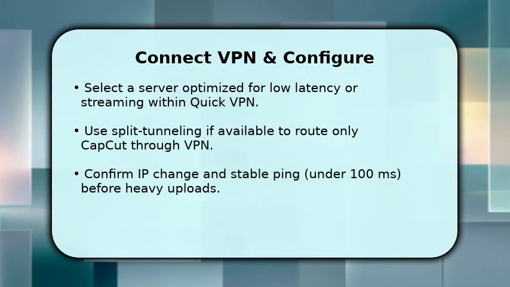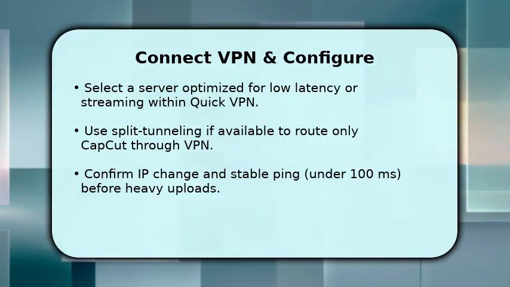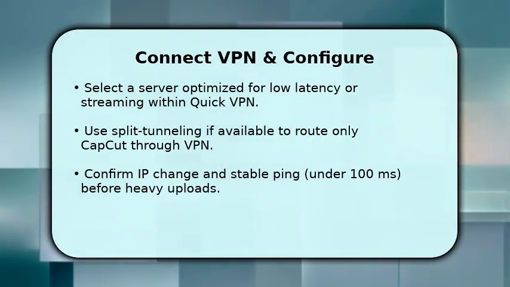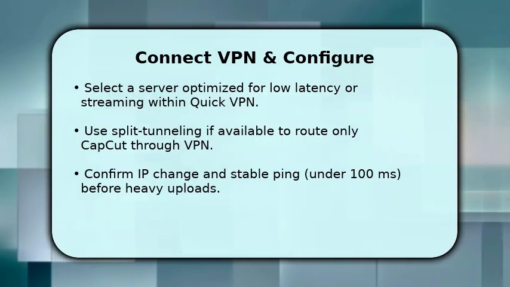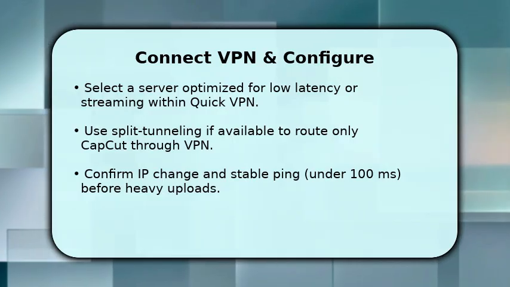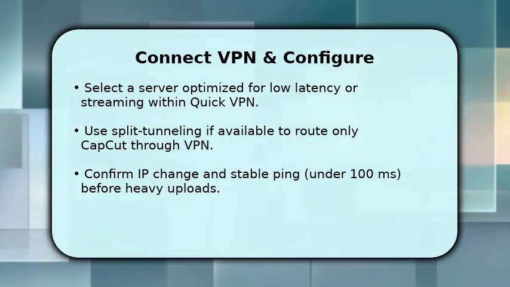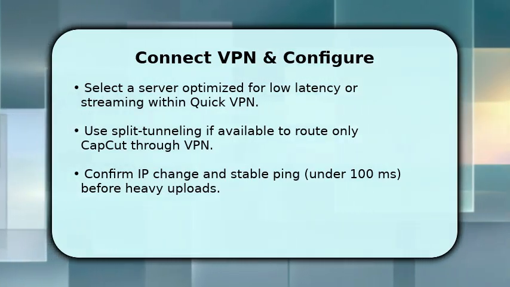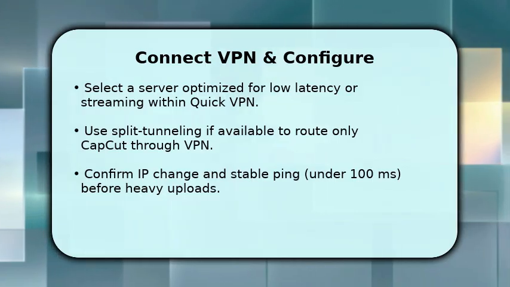Now, connect Quick VPN and configure it for CapCut. Choose a server optimized for streaming or low latency, then enable split tunneling so only CapCut traffic goes through the VPN. This preserves speed for other apps. Once connected, open CapCut and test a small upload or preview to confirm functionality.